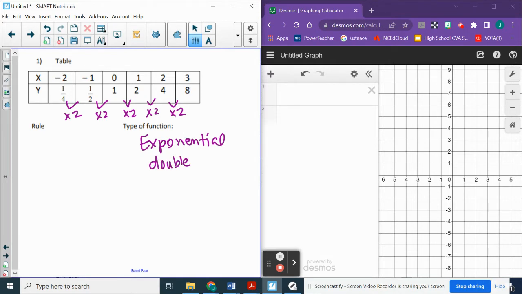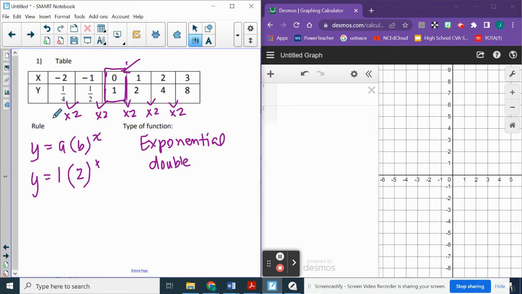Now, to write your rule, ultimately you should see that when x is 0, y is 1. So that is your red flag that this is your y-intercept. And remember, an exponential function is y equals a times our rate of change raised to the exponent x. So the variable is in the exponent spot. Your starting point would be 1, which would be your a value. Y equals 1. Our b value is 2 because it doubles, raised to the x power.